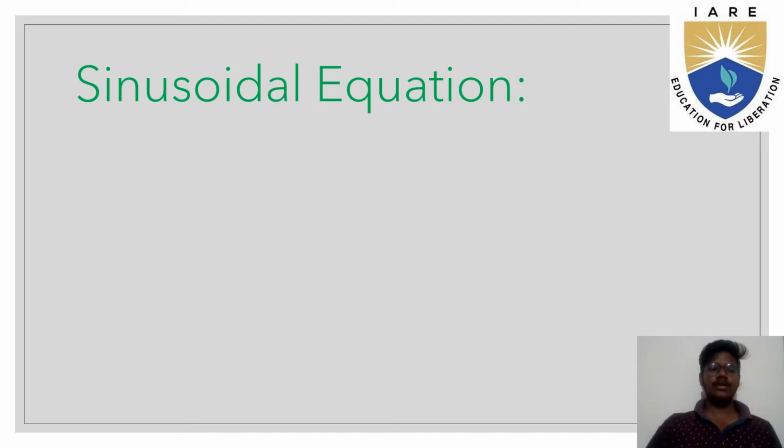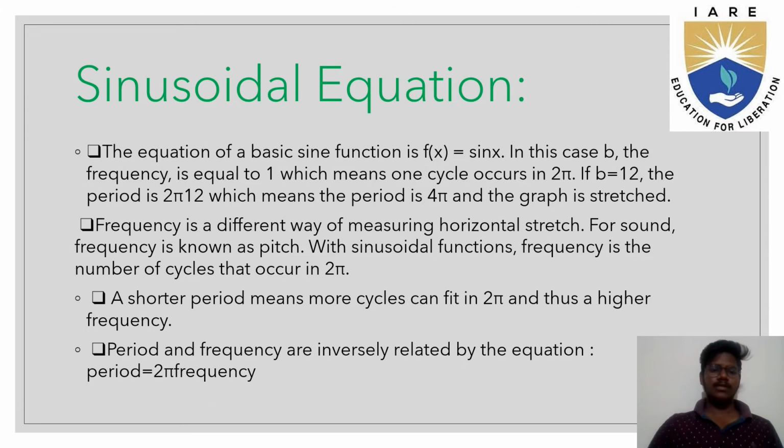Now we'll see some introduction about the sinusoidal equation. The equation of a basic sine function is f of x equal to sin x. In the case of b, the frequency is equal to 1, which means one cycle occurs in 2 pi. If b equals 1 by 2, the period is 2 pi by 1 by 2, which means the period is 4 pi and the graph is stretched.